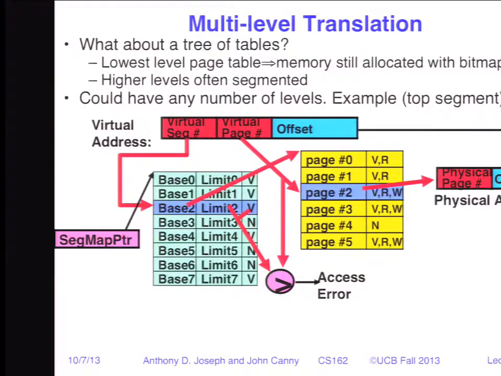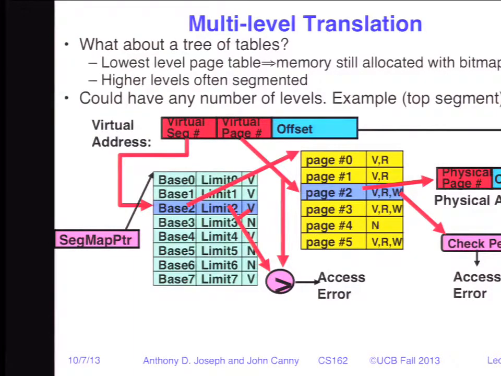We also have to check to make sure that this segment is actually a valid segment. Some of these are not, like this one's not valid. Then we have to check the page table entry here. We actually have to check to make sure it's valid, and we have to check that we're actually accessing it the right way. So for example, this one's marked read-write, but if we tried to write to page 0, we'd have to generate an error because that page is marked read-only. Okay? Everybody follow?